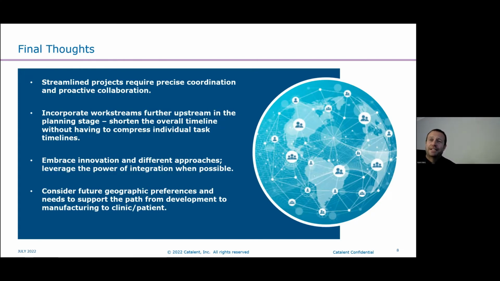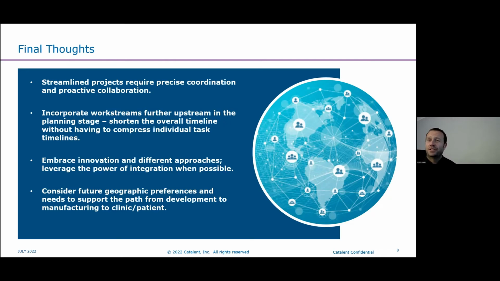As I mentioned, if we don't get to the clinic, we don't get it to the market, and we know that sometimes in early phase development we're working on tight timelines to meet those milestones to get to the clinic. So streamline, eliminate as many handoffs as possible, because that's introducing risk.